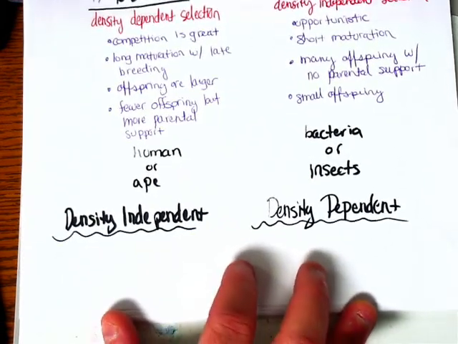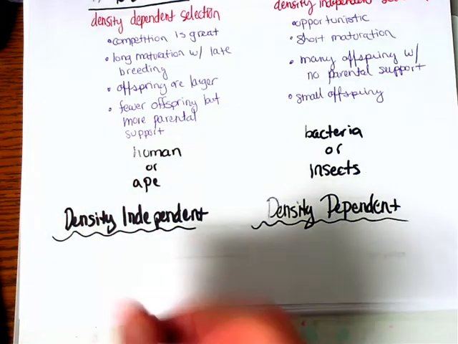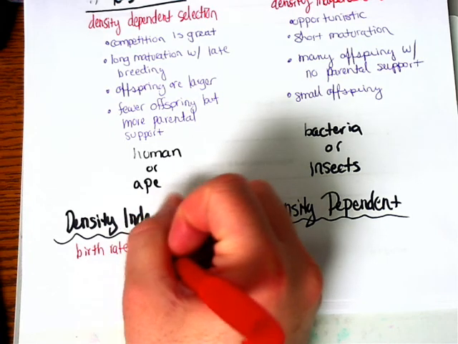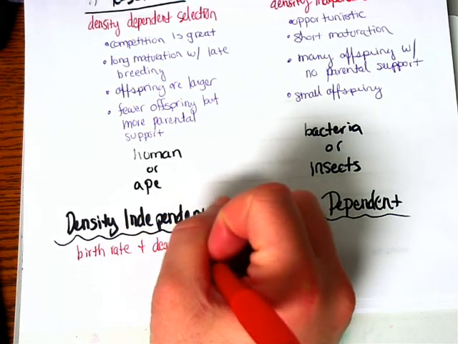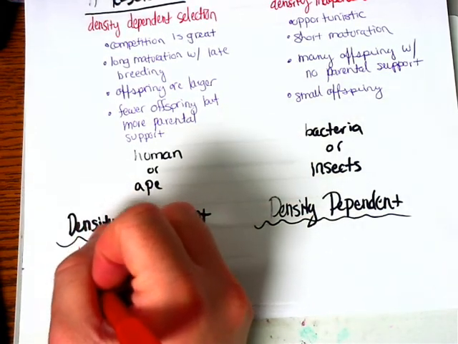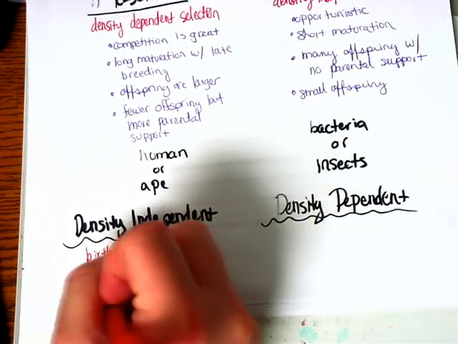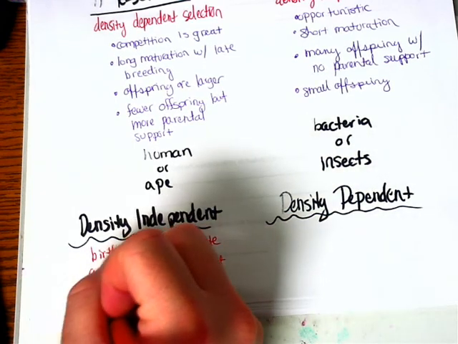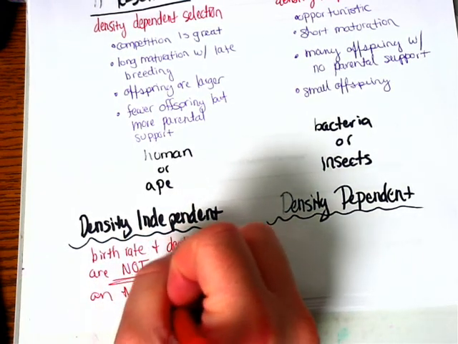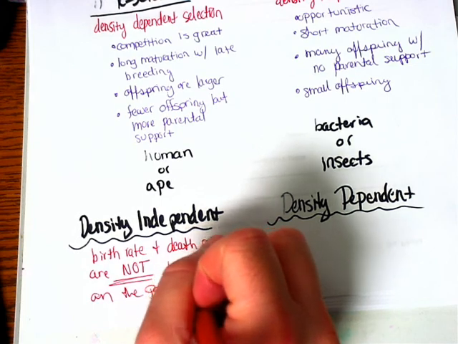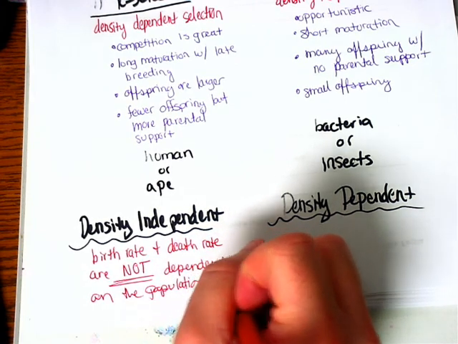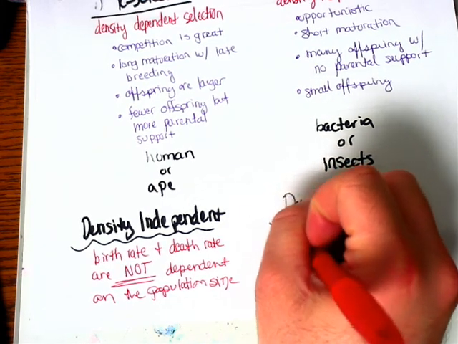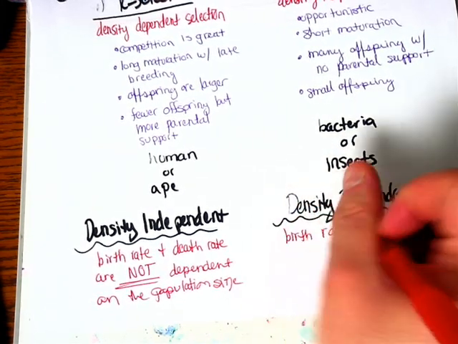In the case of density independent, this is a case in which the birth rate and the death rate, your vital statistics, are not dependent on the population size. In the case of density dependent, the birth and death rate, though, are dependent on size.